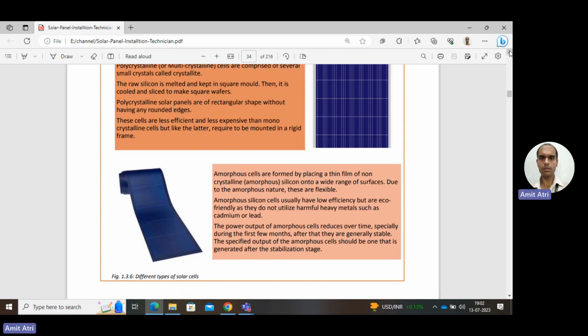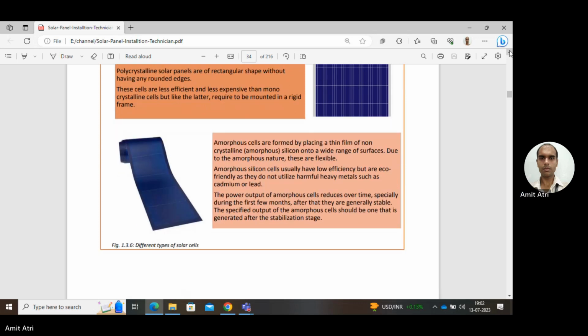Last one, the amorphous cell. They are formed by placing a thin film of non-crystalline or amorphous silicon onto a wide range of surfaces. They are flexible. Their efficiency is low, and their cost is very less. The output power of an amorphous cell reduces over time, especially during the first few months. That means earlier the efficiency is higher, but then suddenly it will go down very fast. After that, it will be stable.